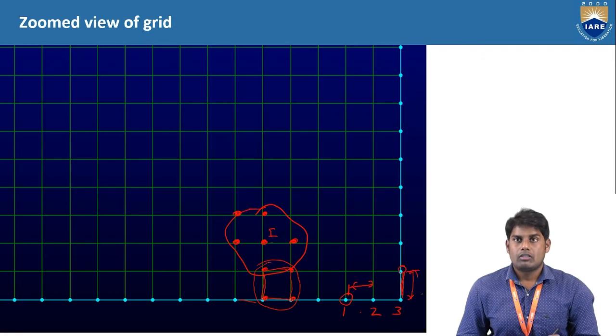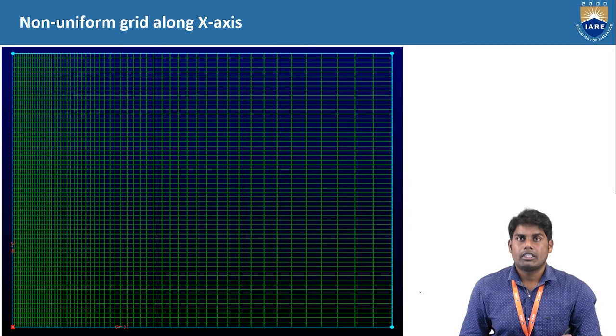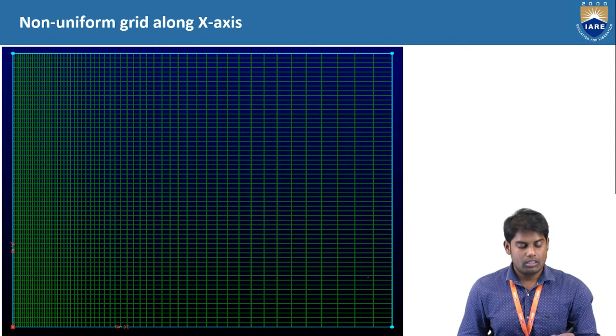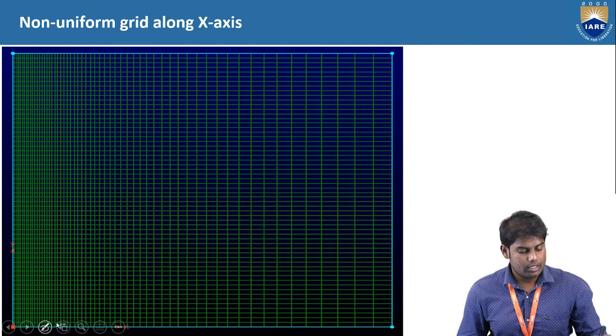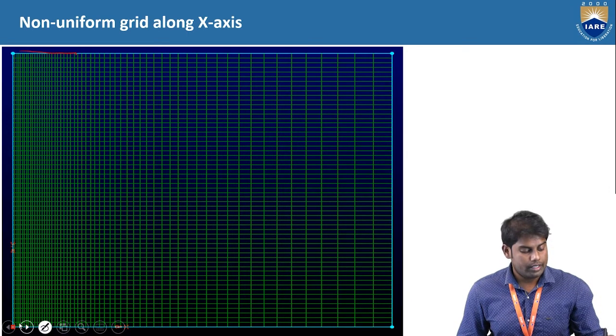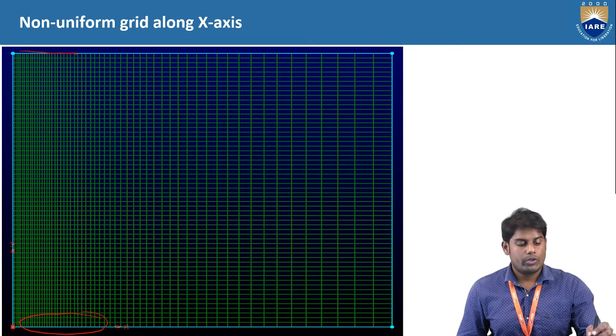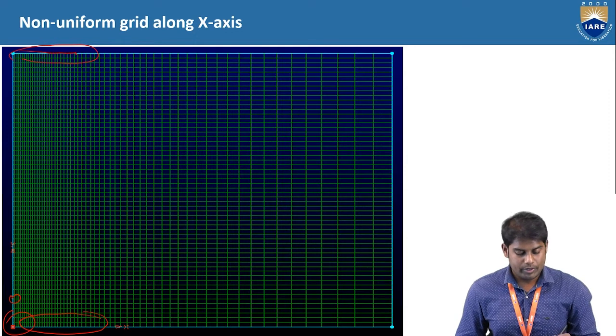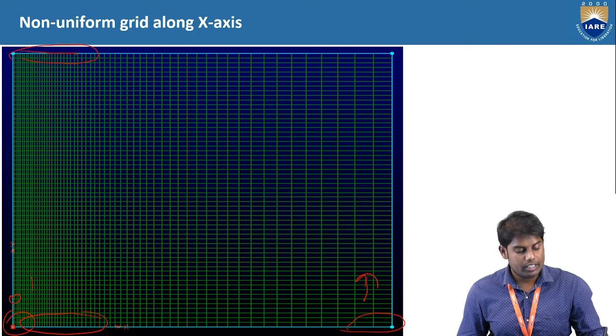Here you can see a non-uniform grid along the x-axis. Near the axis zone, your spacing is very close. Away from this, let's take this entity as the origin of this domain. Away from the origin the spacing is very high, and near to the origin spacing is very low.